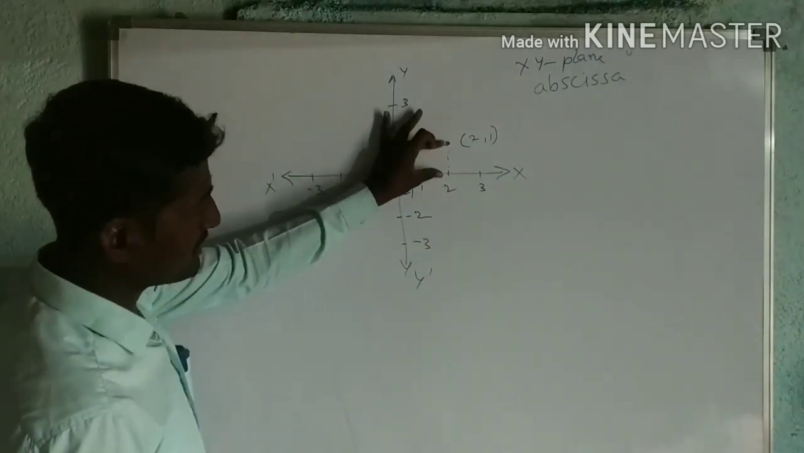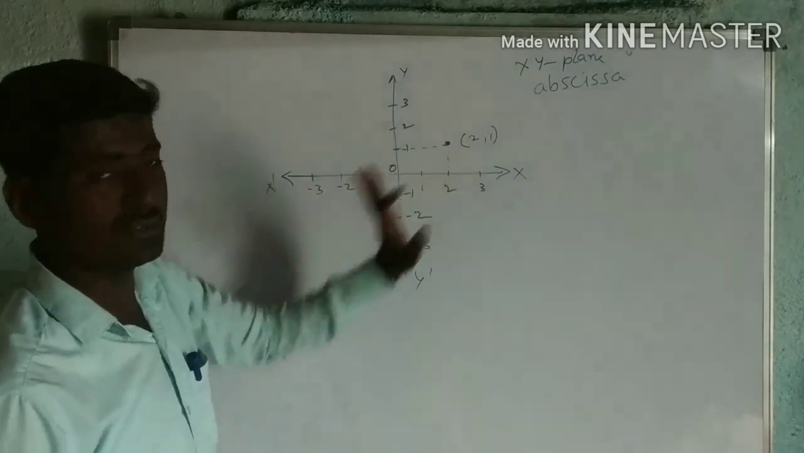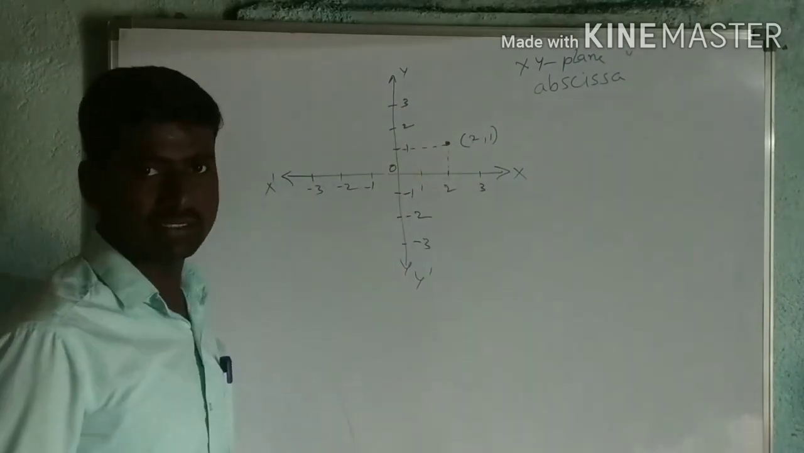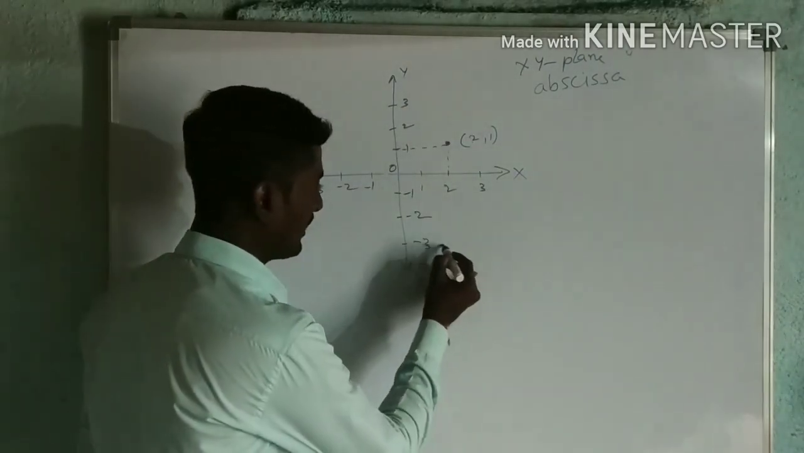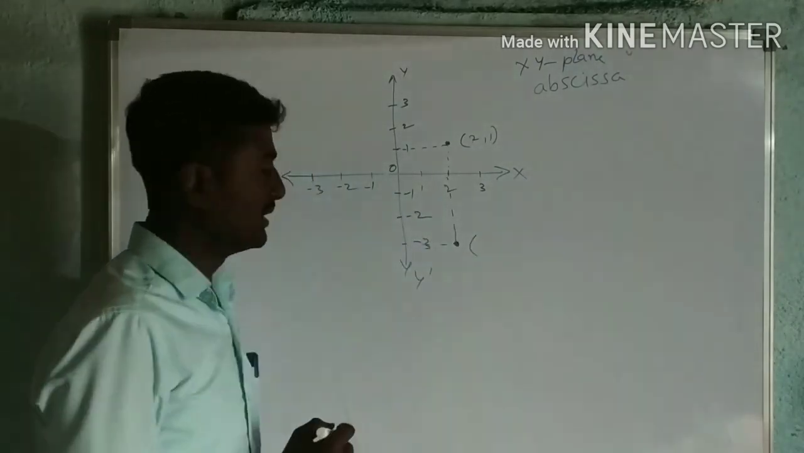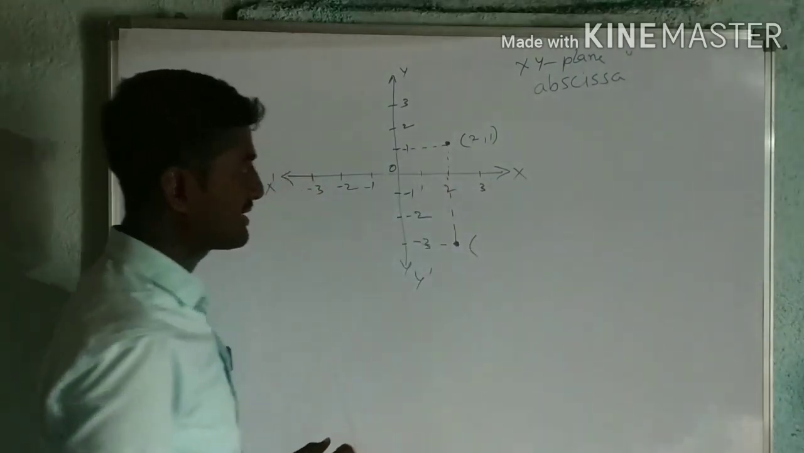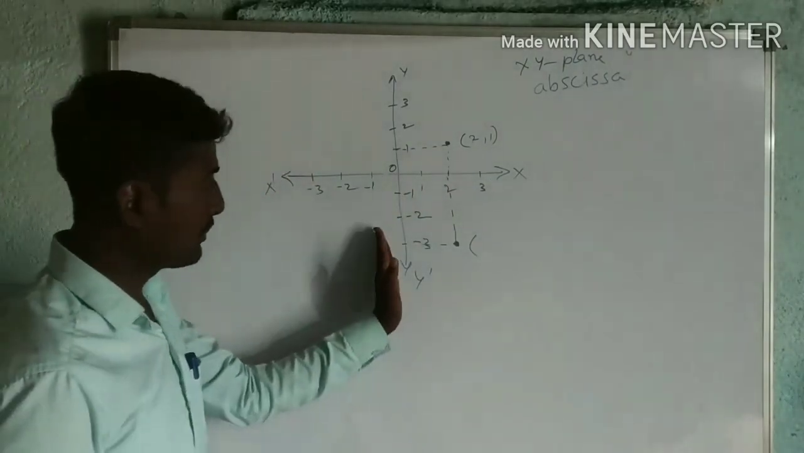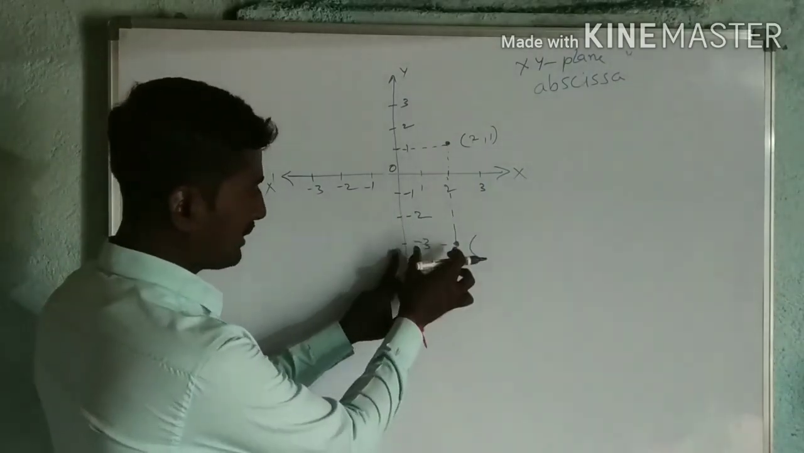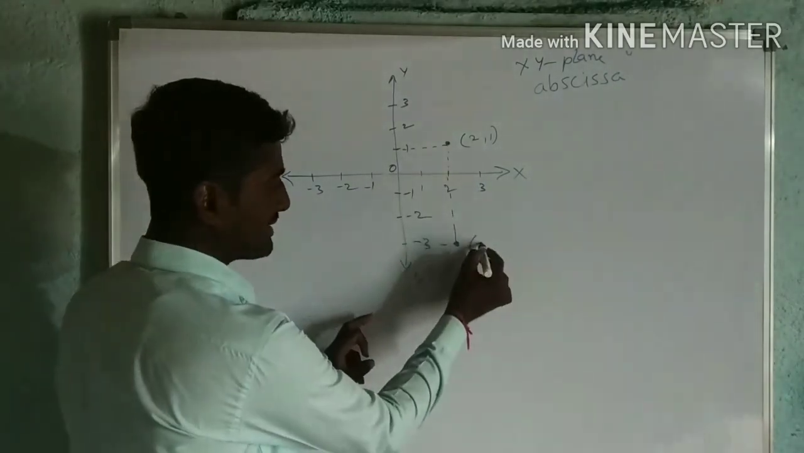From here to here, how much is the distance? This is 0 to 1, meaning 1 unit distance, so that is 1. Okay, I will take one more point in this way. First, the x coordinate means the distance from the y-axis, from here to here. How much distance is it? 2. I will take this as 2.